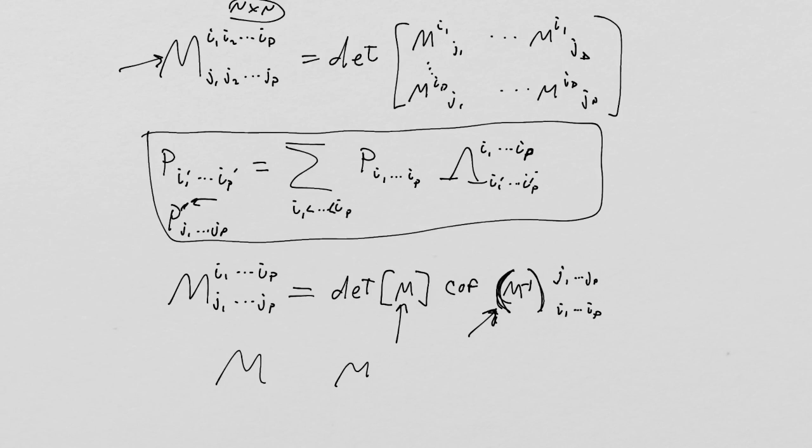We then take M inverse, and that's a matrix. And then we take the minor described by the flipped combination of these guys. So it's J1 through JP, I1 through IP. We find that minor, right? Well, we want the cofactor of that minor, right? So we got to go through that whole cofactor calculation associated with that particular minor. And then we multiply that by the determinant, and we end up with the minor that we're seeking.